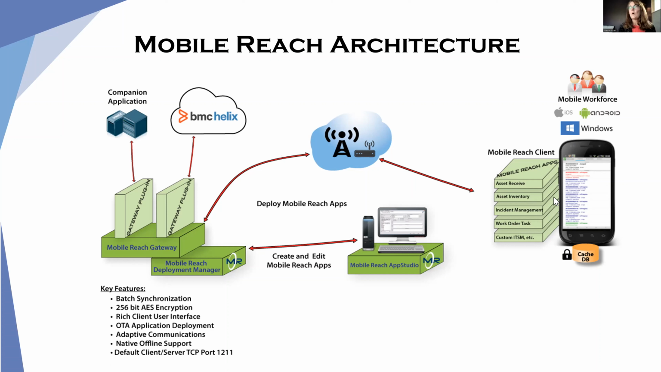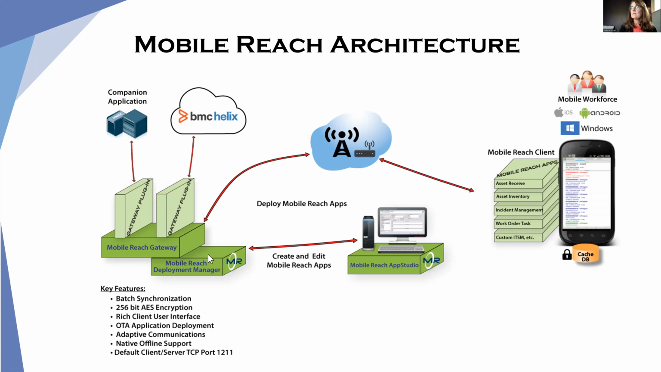And so all of the information that flows through these applications, all of the updates that are made, those basically flow from the Mobile Reach client through the network to the gateway. And at the gateway, that is where the gateway takes that data, interprets it, and then puts it in the language that Helix can understand and pushes the data in. So that's how that works.